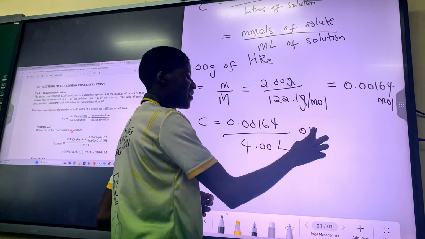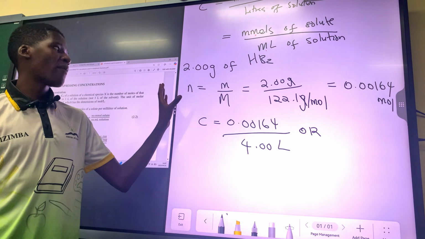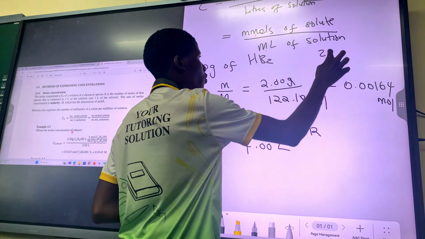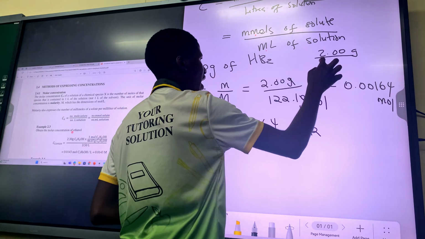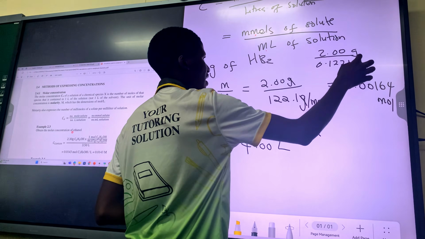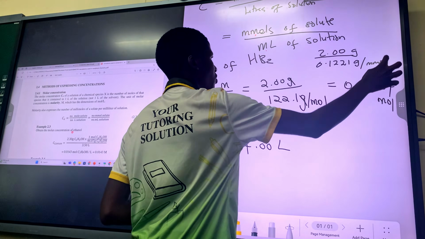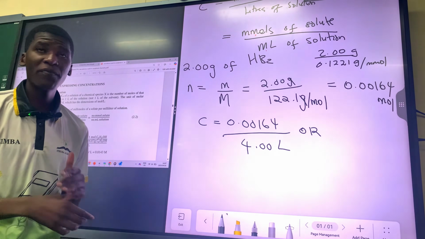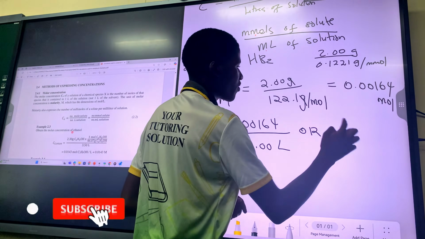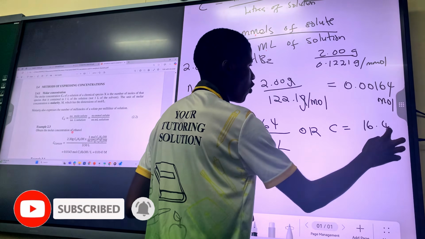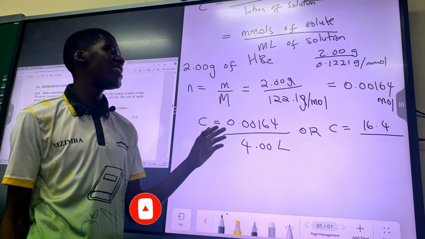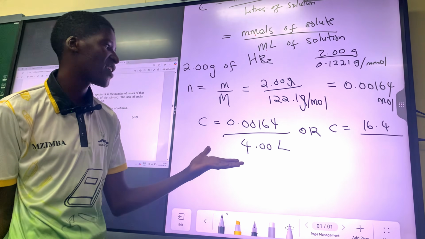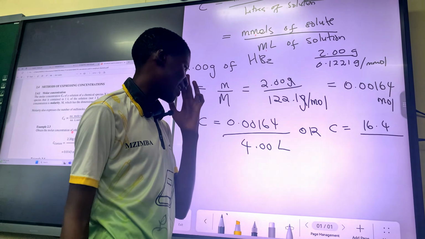Or you can use millimoles. In that particular case, remember for millimoles we divide the molar mass by 1000. So we had 2.00 grams over 0.1221 grams per millimole, and we found that our millimoles were something like 16.4 millimoles. So you say your concentration can be 16.4 millimoles over a milliliter volume. In this case it has 4 liters, so you can just make it milliliters. What is 4 liters? 4000 milliliters.